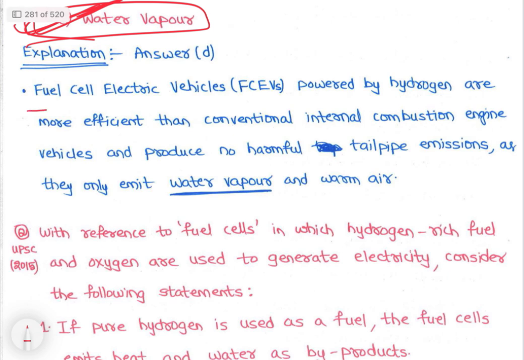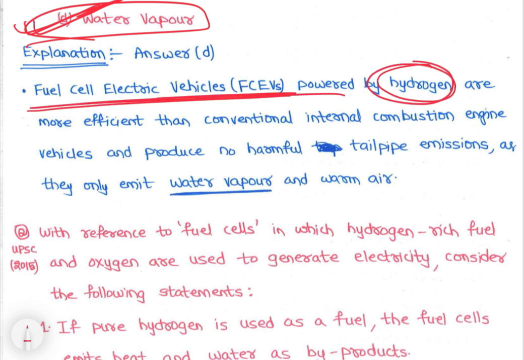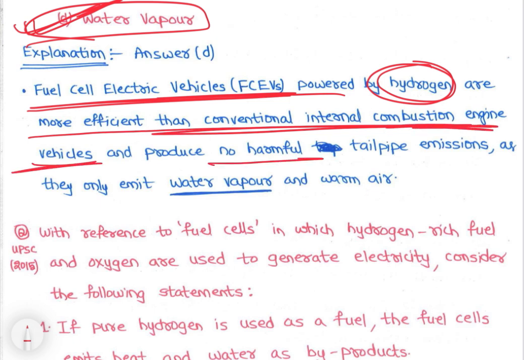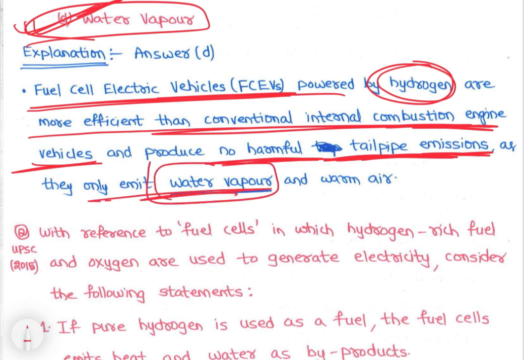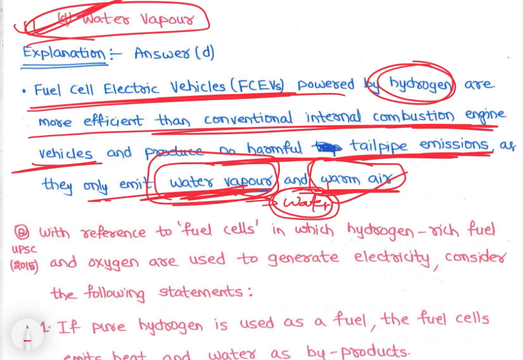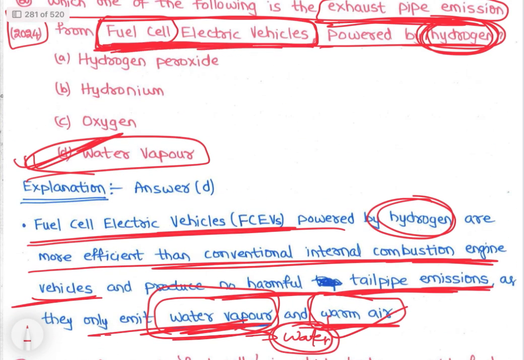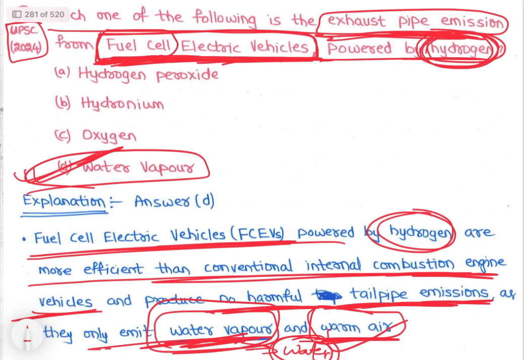Let's see. Fuel cell electric vehicles powered by hydrogen are more efficient than conventional internal combustion engine vehicles and produce no harmful tailpipe emissions as they only emit water vapor and warm air. जो भी जैसे ग्रीन हाइड्रोजन कार्स हमने यूज किया, उसमें कोई पोल्यूटेंट्स नहीं आएगा पाइप से, ओनली वाटर वेपर ही आएगा और गर्म हवा आएगा, दैट्स इट. So that means they are very environment friendly. So hydrogen is environment friendly and fuel cell technology itself is environment friendly.